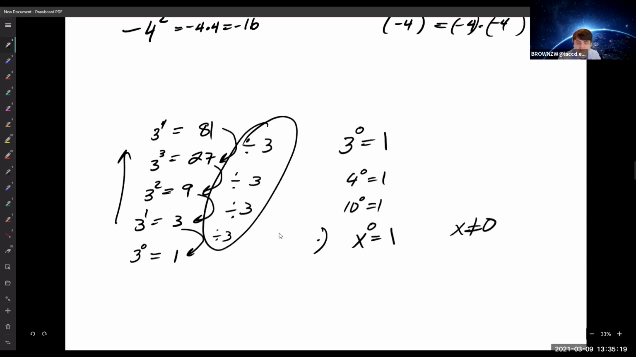Because we defined this operation on division, remember that dividing and 0 don't work well together. So this is what happens whenever we go for 0: anything to the 0 power is 1, unless it's 0. General rule of thumb is if it's 0 to the 0, that's going to be undefined.